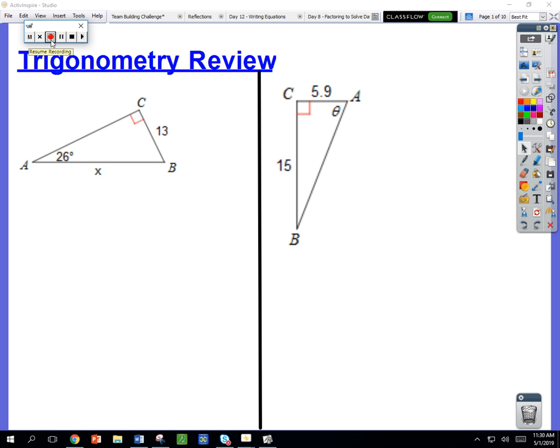Alright, so right here I am finding the missing side because it has me solving for the indicated variable. In this case, that's x. So the first thing I'm going to do when I'm doing trig on a right angle is go ahead and label opposite, adjacent, and hypotenuse.